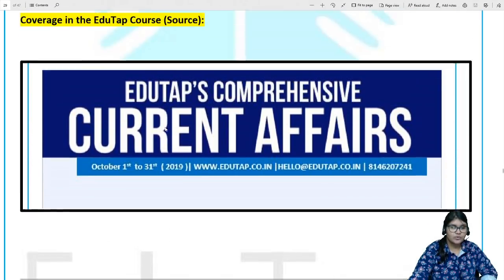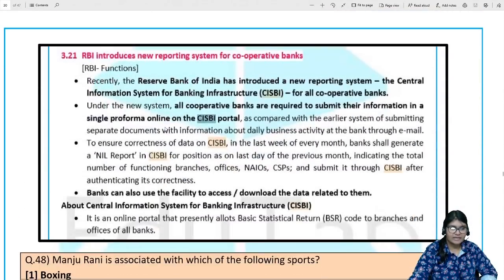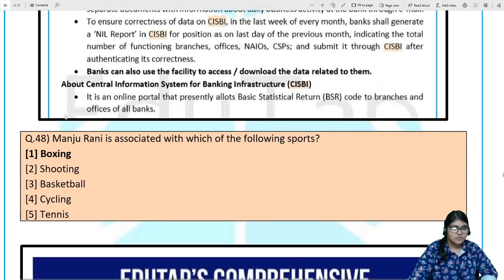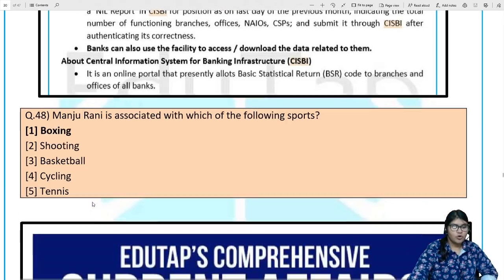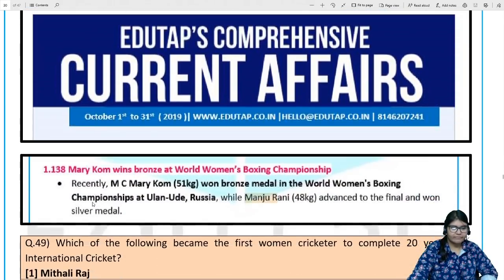Again, this was out in the month of October, which was again there in the magazine in the form of this particular news that you can see. RBI introduces new reporting system for cooperative banks. Exact question was there. Moving forward, Manju Rani is associated with which of the following sports? Answer is boxing, and this was there in the news again in the month of October. So n number of questions, 90% coming from the month of October.